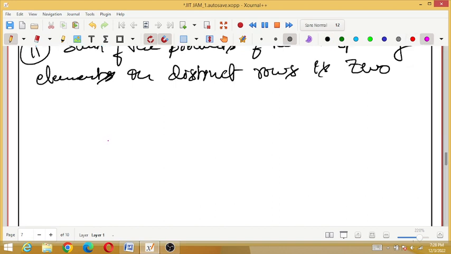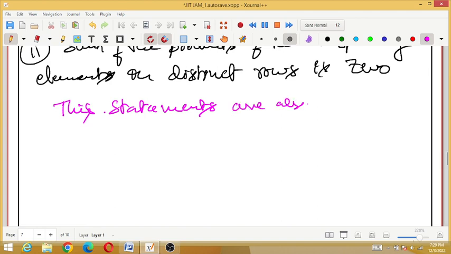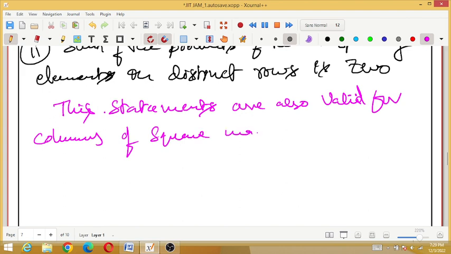The statements are also valid for columns. I will write this statement clearly. These statements are also valid for columns of a square matrix. Square matrix lo column matrix ಗೆ applicable ಆಗುತ್ತೆ. See here examples.